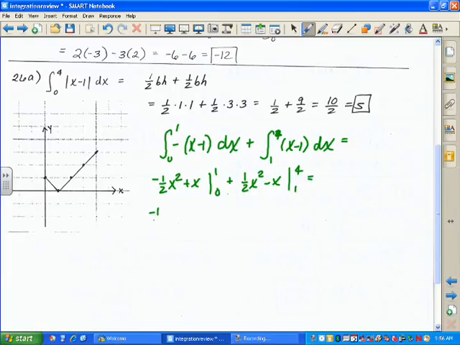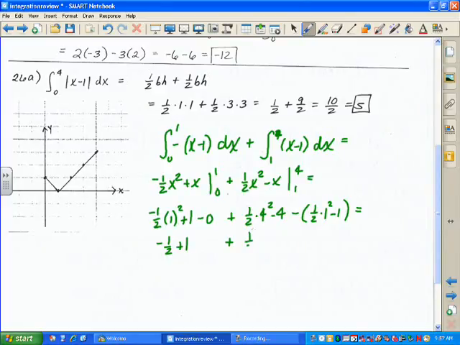Okay. Here's plugging the 1 in. Plus 1. This will all be 0. Plus 1/2 times 4 squared minus 4 minus, here are the 1s. Okay, so over here now I have negative half plus 1 plus half times 16. Let's just make that 16 halves then. Minus 4 minus half plus 1.